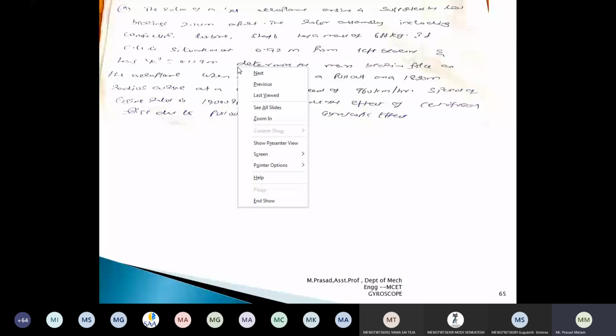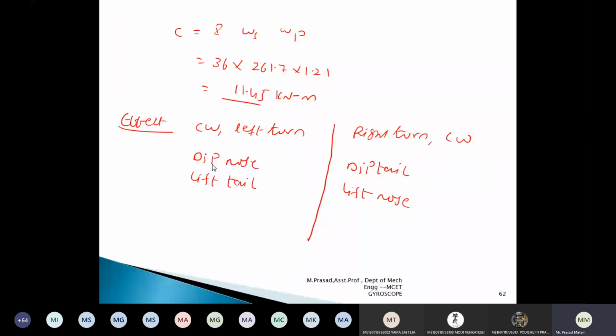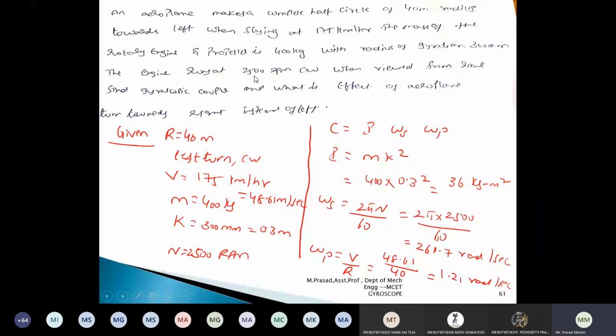Sir, please solve one anti-clockwise rotor problem, sir. The numericals will not change, only conditions may change, that's all. For the same problem, instead of 2500 RPM clockwise, they may give 2500 RPM anti-clockwise motion. For clockwise and anti-clockwise, there is no change in the given data.